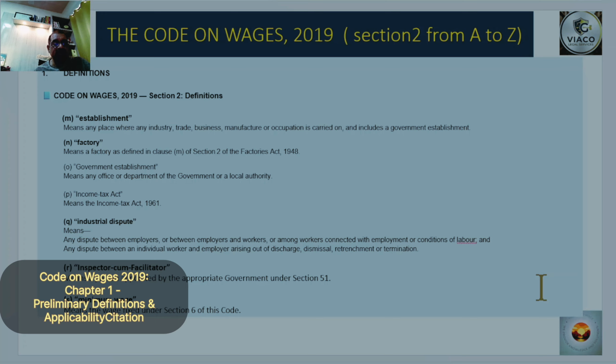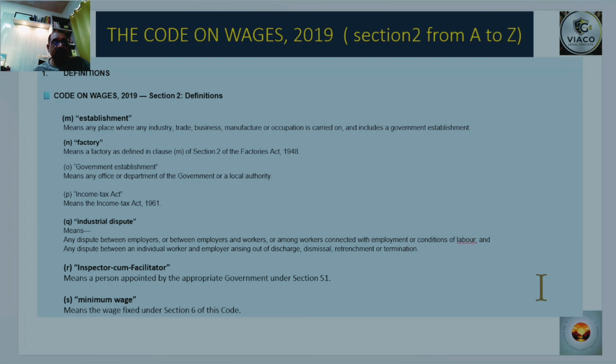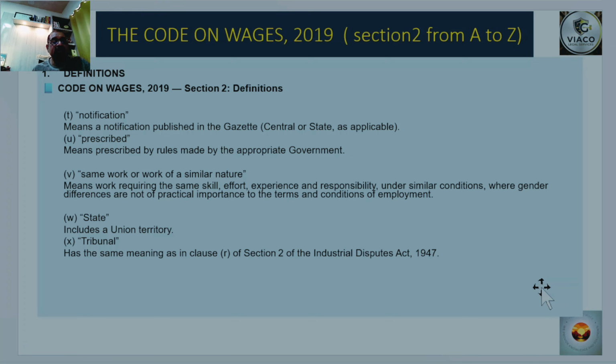Inspector-cum-facilitator means a person appointed by the appropriate government under Section 51 of the new wage code, and would be read as inspector-cum-facilitator. Minimum wages are basically fixed under Section 6 of the code, specifically the new wage code, to be read as the minimum wages. Now, prescribed, if you see Section 2U, means prescribed by rules made by the appropriate government under this code, and notification means any publication published in the Gazette of the Centre or State as applicable.